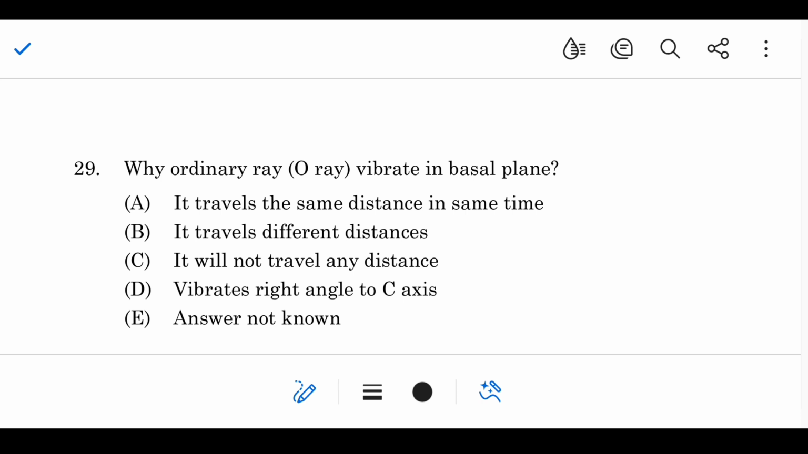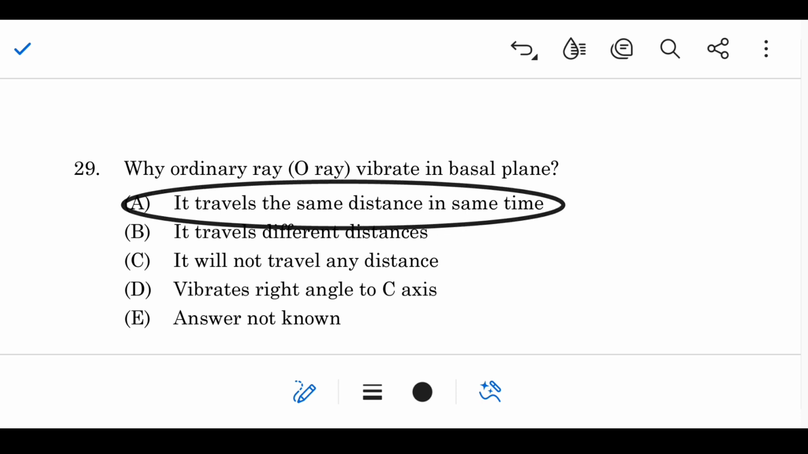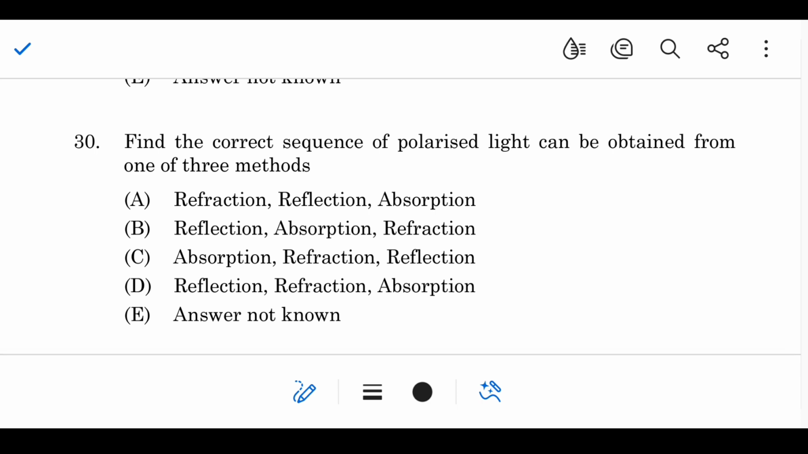It travels the same distance in the same time. Find the correct sequence: polarized light can be obtained from one of three methods, reflection, absorption, refraction. We have to check the question once again. Find the correct sequence of polarized light obtained from one of three methods: reflection, absorption, refraction. The correct sequence is first reflection, absorption and refraction.